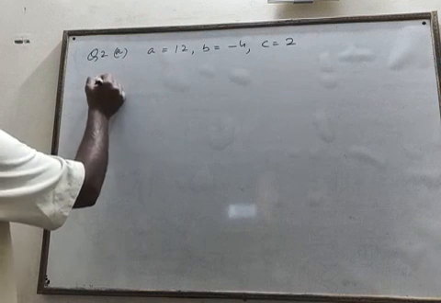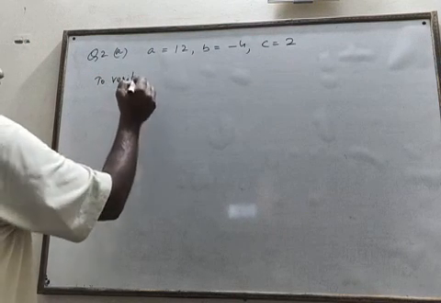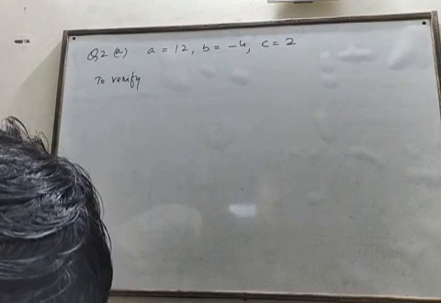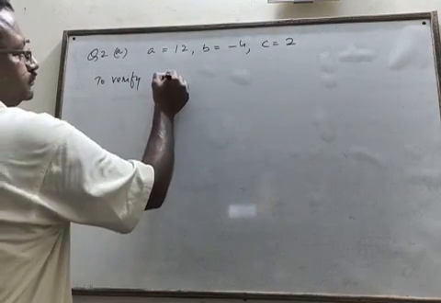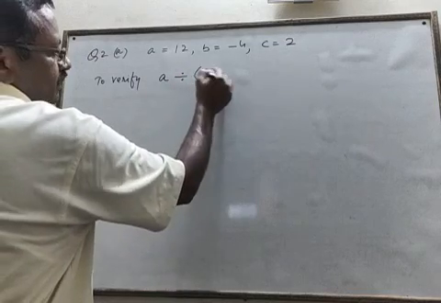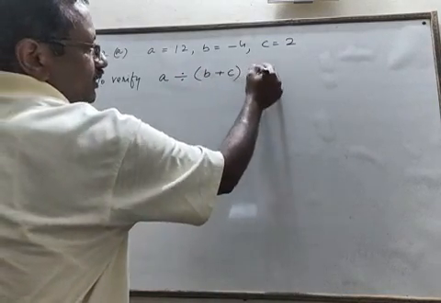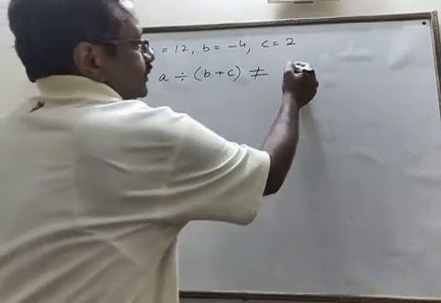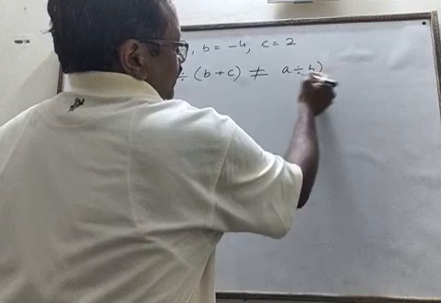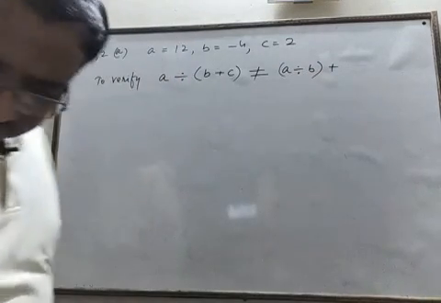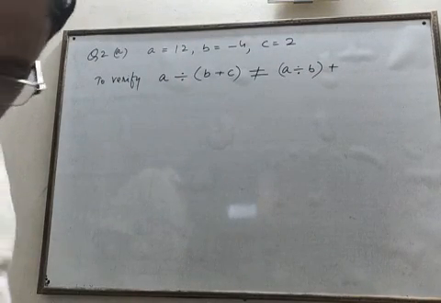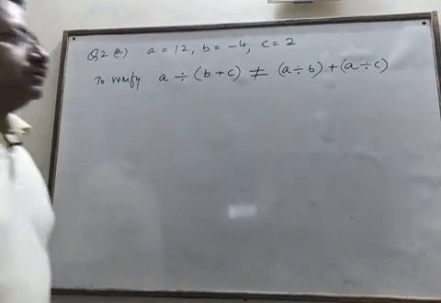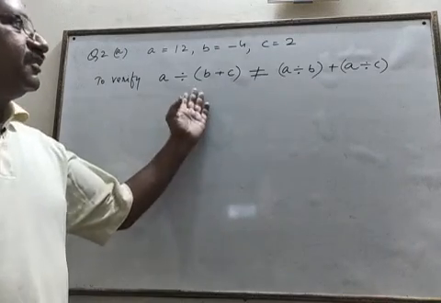And to verify, the property is given: A divided by B plus C is not equal to A divided by B plus A divided by C. So we need to prove that this is not equal to this one.